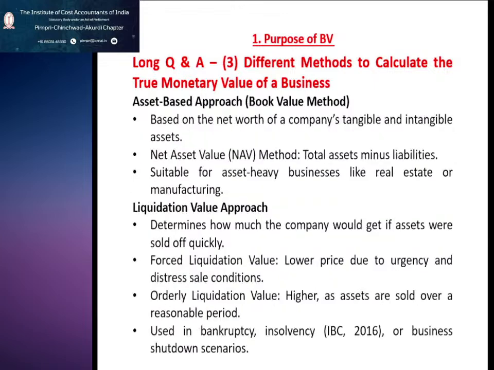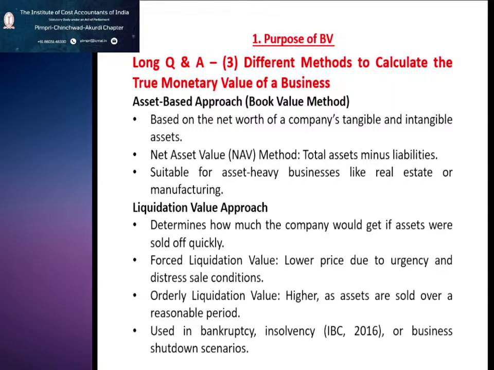The third approach is about asset-based approach, which is the book value method. Based on the net worth of a company's tangible and intangible assets, net asset value method, total assets minus liabilities, suitable for asset heavy businesses like real estate or manufacturing.